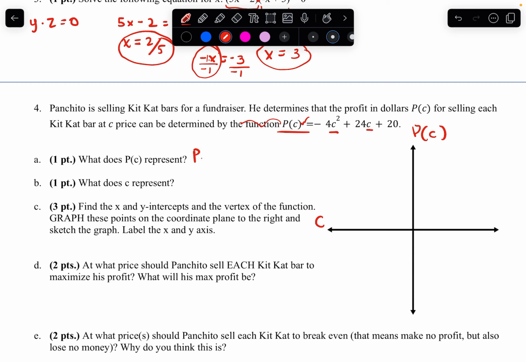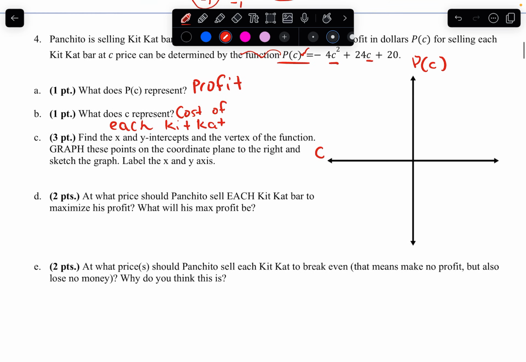P of C represents profit, and C represents the cost of each Kit Kat. So what's happening here is that Panchito is selling Kit Kats, right? He's trying to determine the optimal price of selling each Kit Kat for. If he sells it at too much money, nobody's going to purchase it. If he sells it too cheap, he's not going to make enough money. So he needs to determine what that optimal cost is. On your retake, if you just write cost, you will not get any points. You need to be specific because I need to know that you know how to do this and that you know what it means.